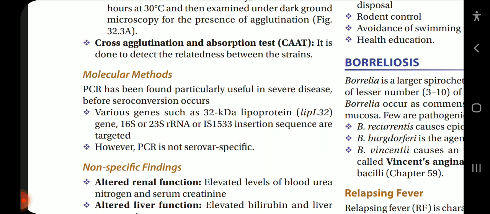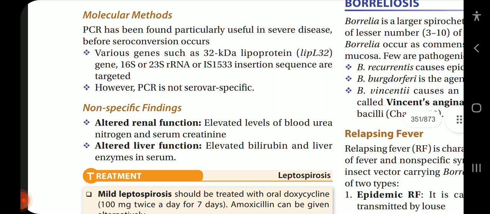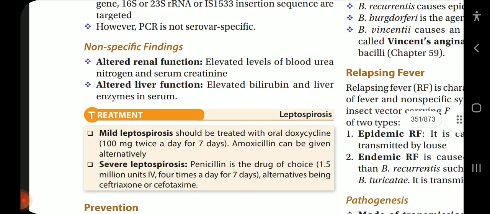Coming on to the molecular methods, PCR has been found particularly useful in severe disease before seroconversion occurs. Various genes such as the 32 kilodalton lipoprotein, L32 gene, 16S or 23S rRNA, or IS1533 insertion sequence are targeted. However, PCR is not serovar specific.